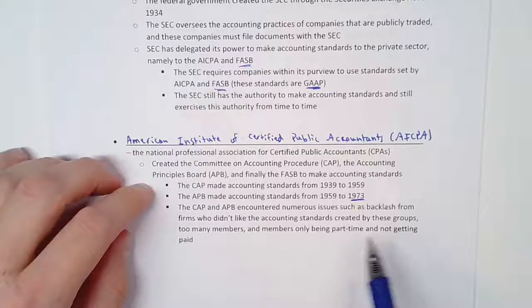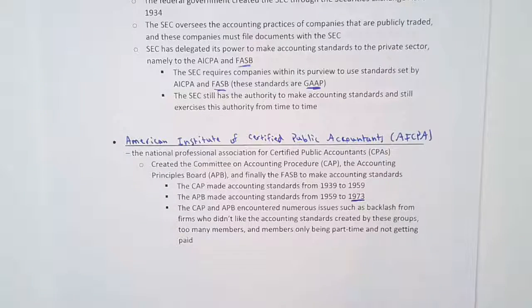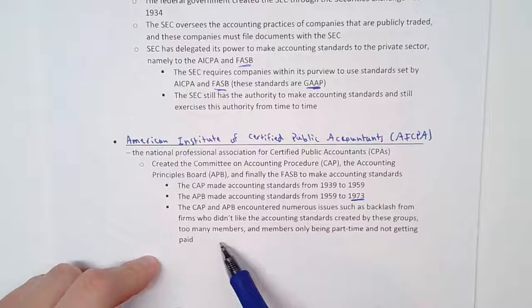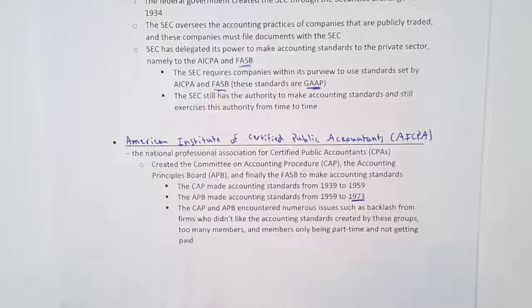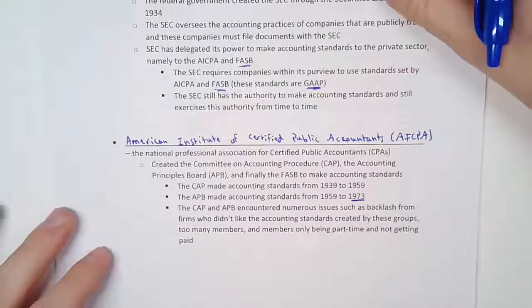And so some of these firms just literally defied these groups and didn't follow the standards. Also, there were too many members in these groups. The members were only being paid part-time, and then the members also did not get paid. And so obviously you can kind of see why that would cause problems. Okay, so that's everything for the AICPA.